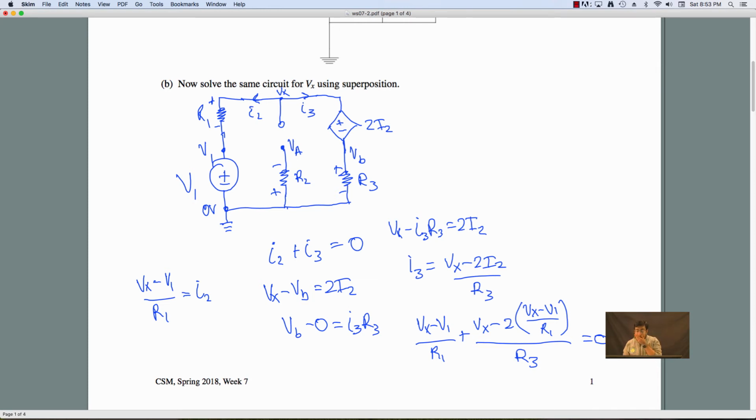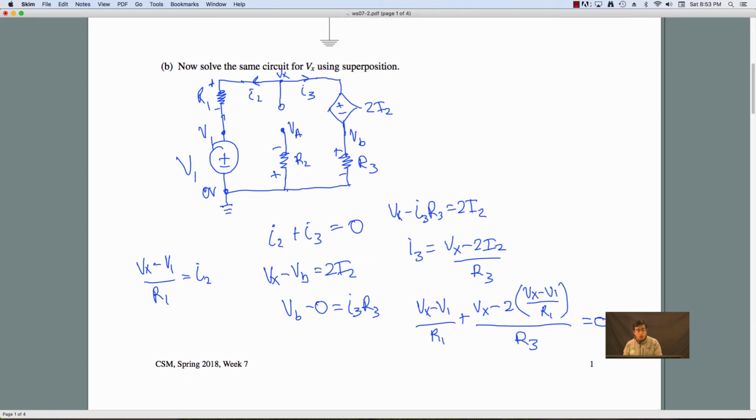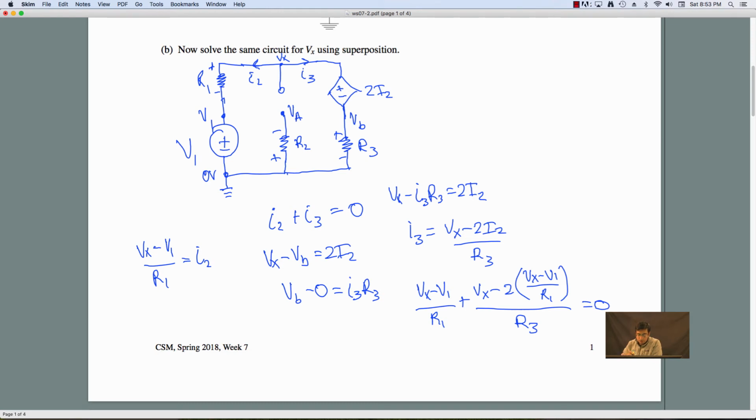Alrighty, so now we can substitute in our known quantities to get (Vx - 7)/10 plus (Vx - 2 times (Vx - 7)/10)/2 is equal to 0. And we can do further simplifications to find that Vx has to equal 0 in this case.